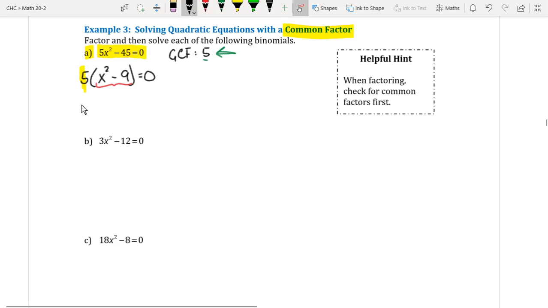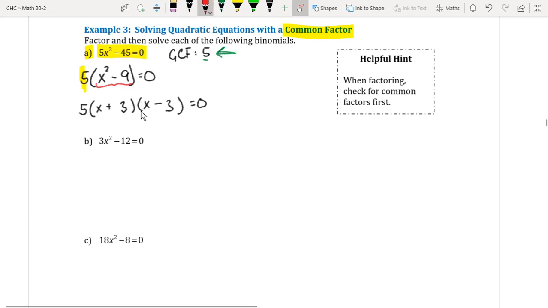So in the next step, the 5 will just carry, and then for the difference of squares, we put in our two brackets. The square root of the first term is just x. The square root of the second term, the 9, is 3. And then we put in our plus and minus. So that's fully factored. Now we want to solve it.